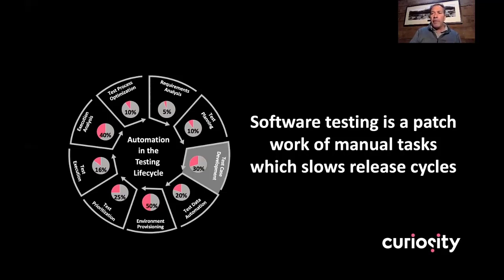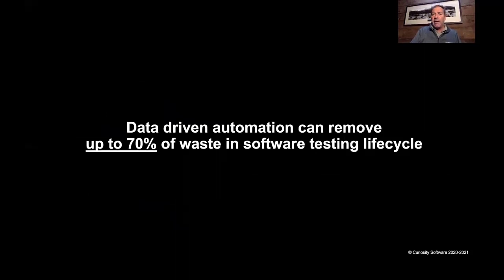So the idea of the open testing platform is that we bring a lot of these components together and allow the organization to truly have advanced automation. In fact, we feel that data-driven automation, and I'm going to explain that in a minute, can remove up to 70% of the waste, which is delays or manual tasks, in the software testing lifecycle. This is incredibly important. It means that those small interstitial tasks that we have to perform in order for the automation to work, we could actually automate.